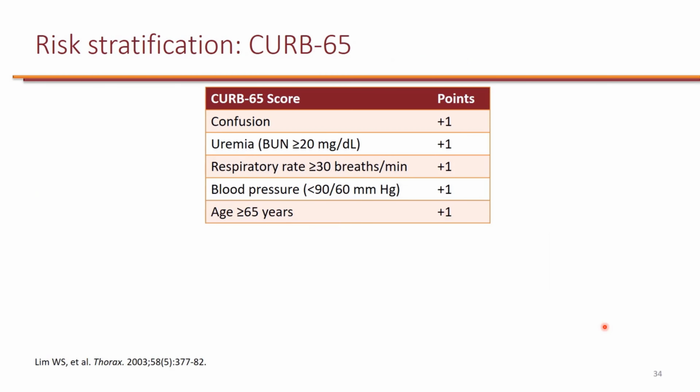So here's what CURB-65 is. So the C stands for confusion. So if the patient has altered mental status, they get 1 point. The U is for uremia or BUN of 20 or higher, which will give you 1 point. The R is for respiratory rate of 30 or higher, which will give you 1 point. The B is for blood pressure of 90/60 or less. And of course, the 65 is for age 65 or higher.